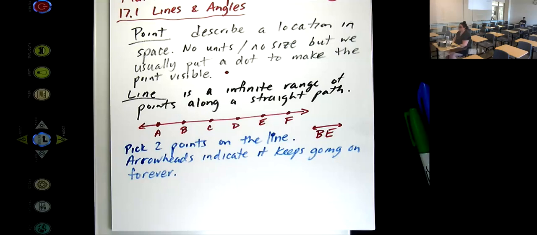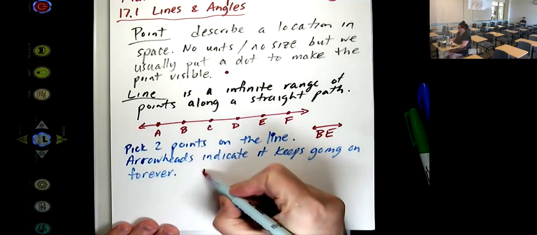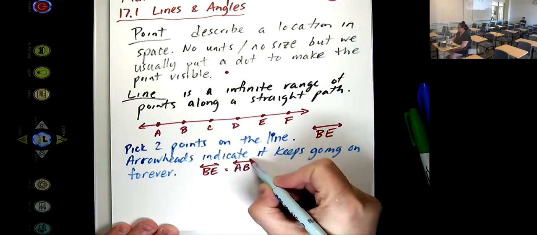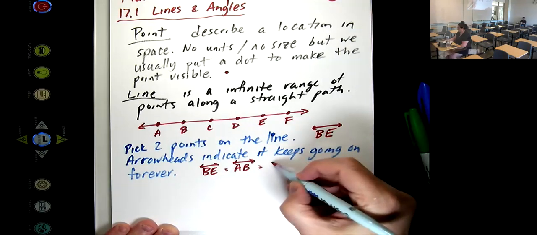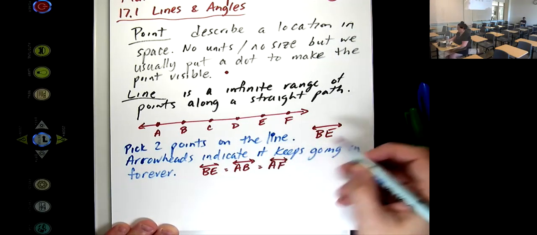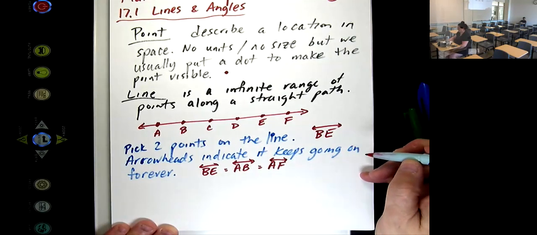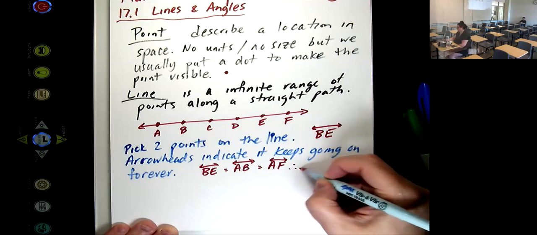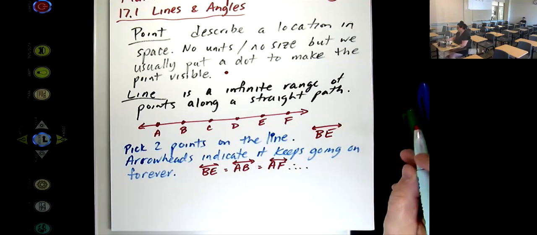And I could label that line more than one way. I could call it BE like I did. I could call it AB. Those are 2 points on the line. I could call it AF. I could call it any two points, as long as it describes it that way.